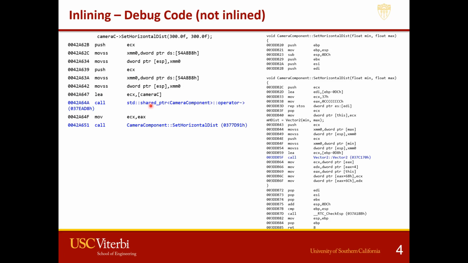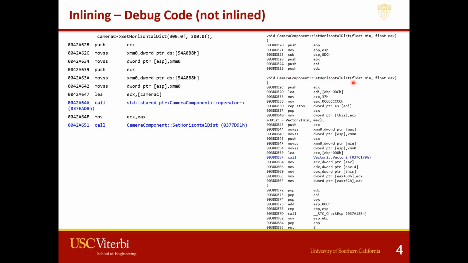So what have we got here? This is another call. Apparently, camera C was a shared pointer, so we have to call a function to extract the actual pointer from the shared pointer. The rest of this stuff, what is this? It's weird hex numbers. This stuff is just putting 300 and 300 on the stack so that when you call set horizontal dist, those two arguments will be passed through.